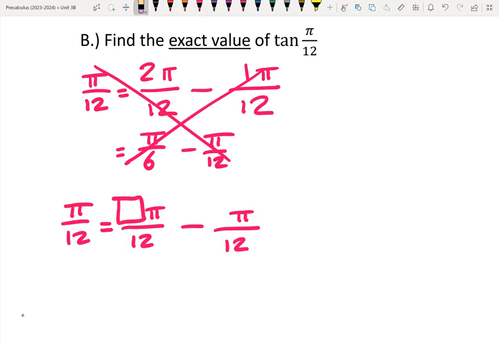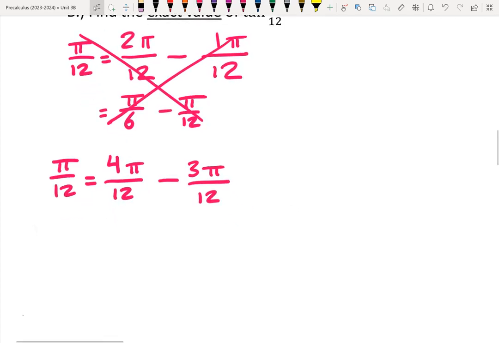Okay, so if we start with 4 pi over 12, what would we have to subtract from it to get 1? 3. All right, let's try those. Does 4 pi over 12 reduce? What does it reduce to? Pi over 3. Is that on the unit circle? Okay. What about 3 pi over 12? Does that reduce? To what? Is that on the unit circle? All right, so then we're good.